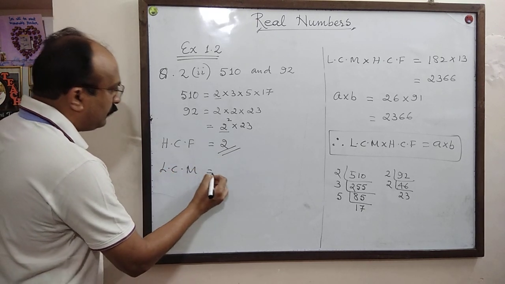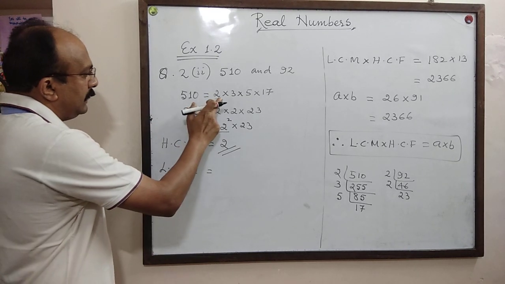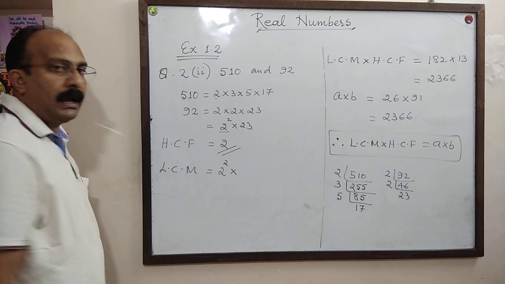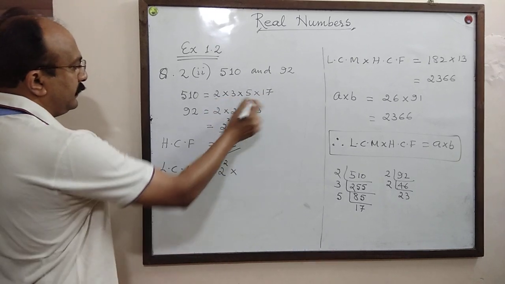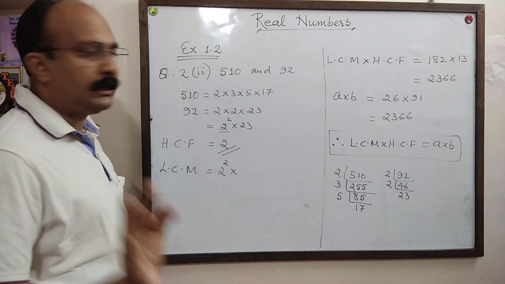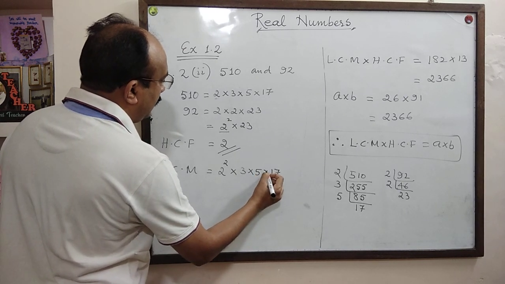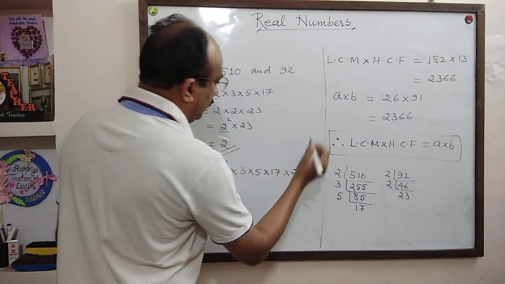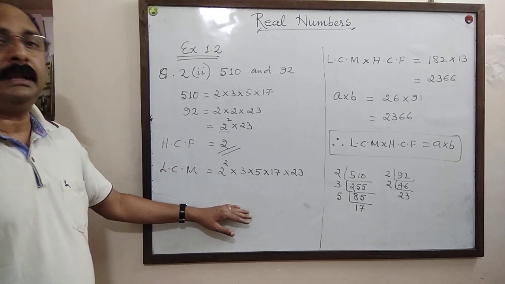Now LCM. For LCM I told you, take the highest power of the common factor. So among 2 and 2 power 2, 2 power 2 will be taken, and all the remaining factors of the first number and second number. So don't consider 2 again. 3 into 5 into 17 are left in the first number, and 23 is left out in the second number. Now multiply all these numbers. This will be the LCM.